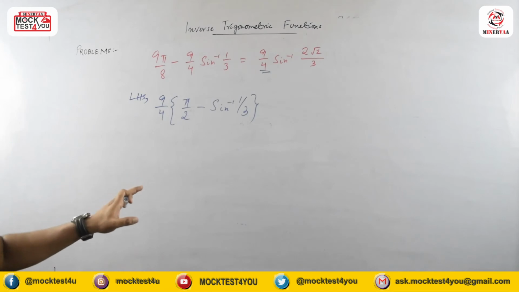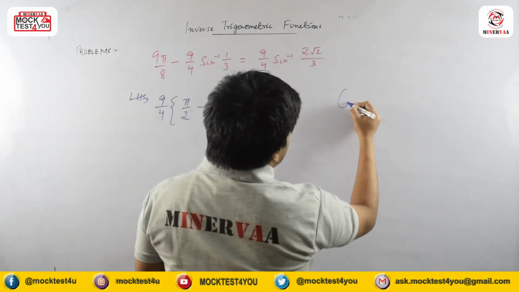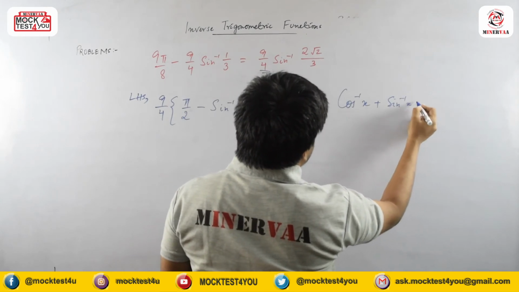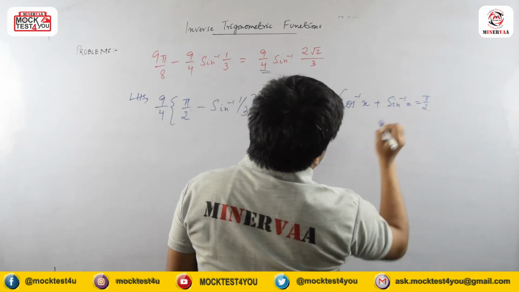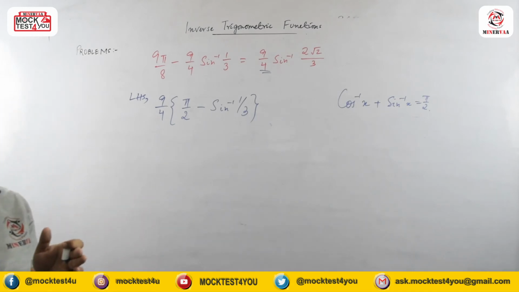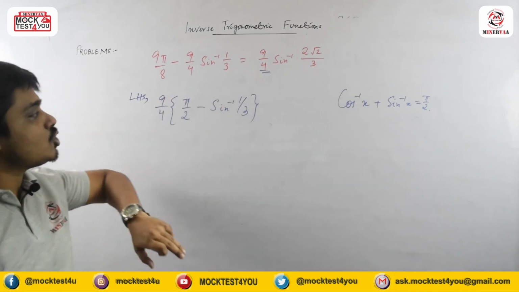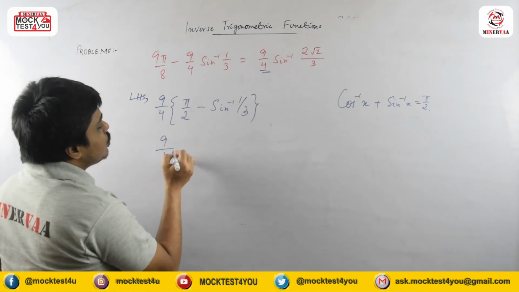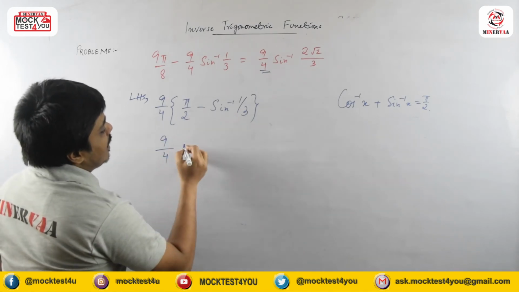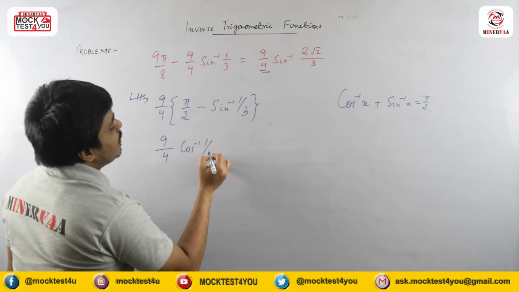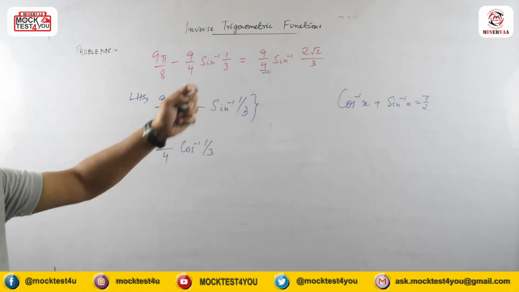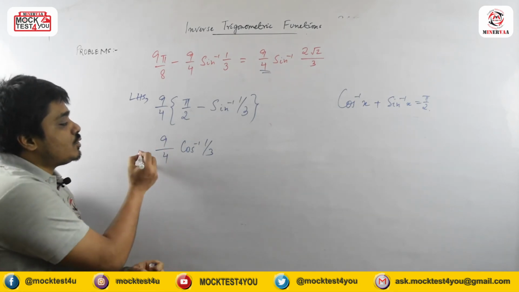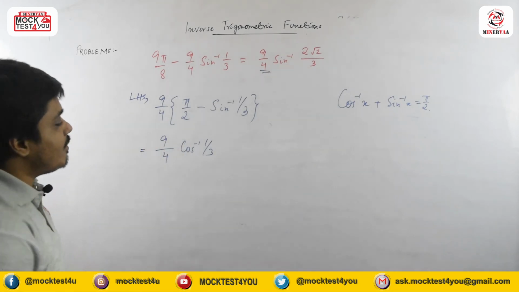Now, we know one formula, the property, that is cos inverse x plus sin inverse x is equal to pi by 2. So cos inverse x is equal to what? Pi by 2 minus sin inverse x. So if I have here pi by 2 minus sin inverse 1 by 3, what can I write? This one I can write as cos inverse 1 by 3. But I need my answer in sin inverse term. So what do I have to do? I have to transform this cos inverse into sin inverse. So how will I do it?